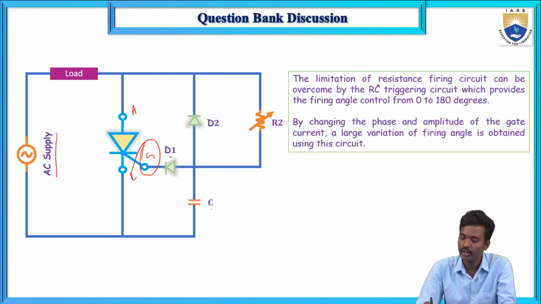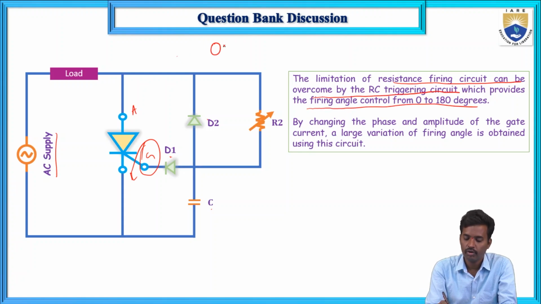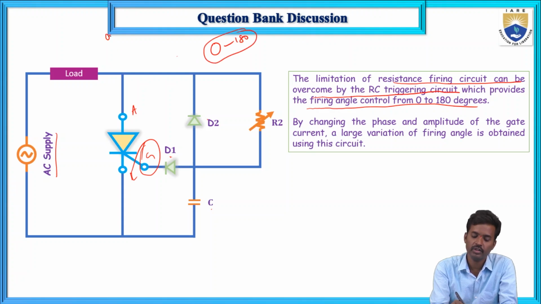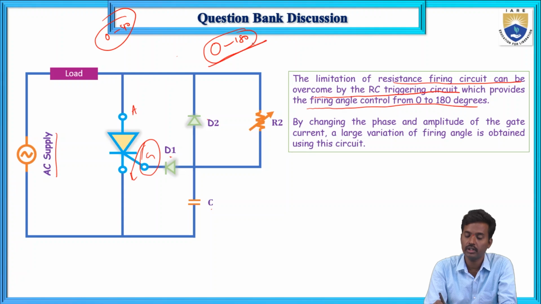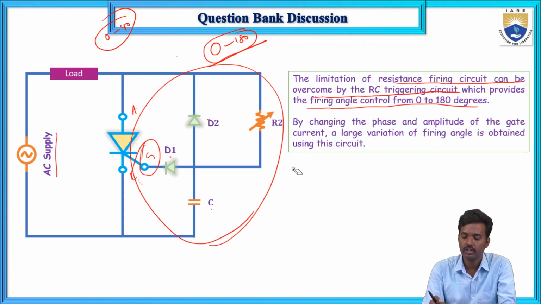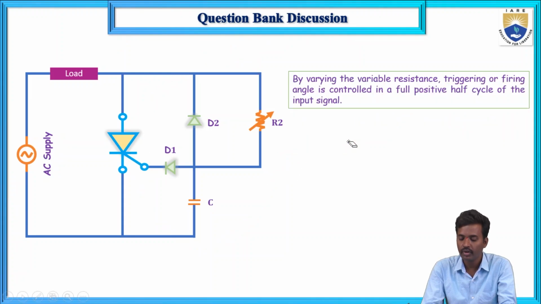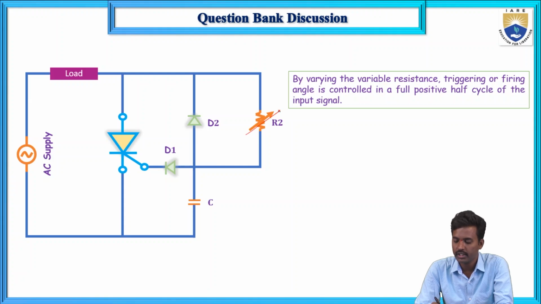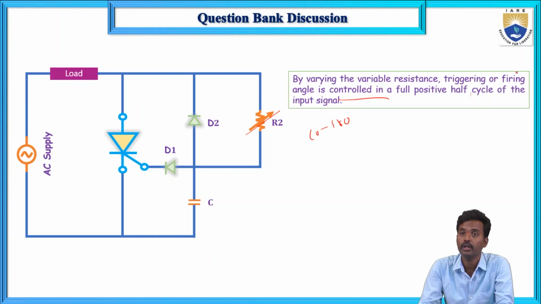The limitation of the resistance firing circuit can be overcome by the RC firing circuit, which provides a firing angle from 0 to 180 degrees, but R firing is 0 to 90 degrees only. This is one advantage. By changing the phase and amplitude of the gate current, a large variation of firing angle can be obtained. By varying this variable resistor, triggering or firing can be controlled, that is 0 to 180 degrees in the positive half cycle of the input signal.